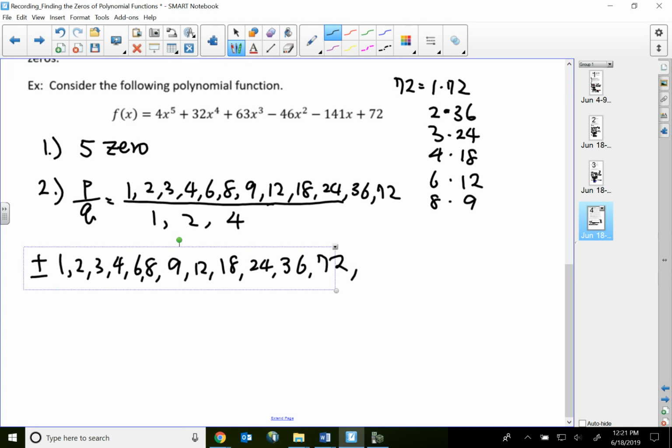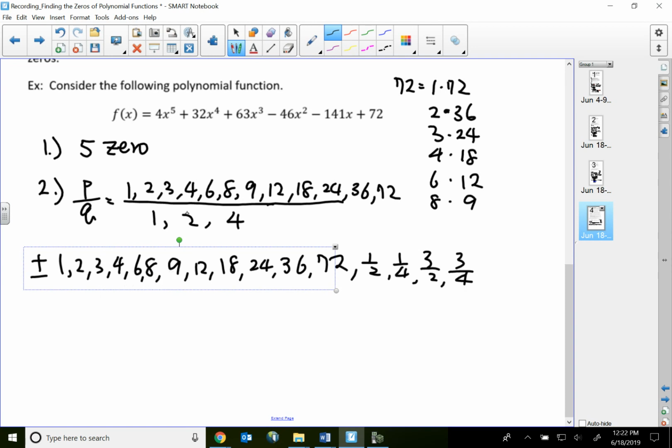Let's count the fraction ones. 1 over 2 is a half. 1 over 4 is 1/4. All right. 2 over 1 is 2. 2 over 2 is 1. 2 over 4 is a half. Got it. 3 over 1. 3 over 2. I don't have 3 over 2. 3 over 4. I don't have. All right. 4 over 1. 4 over 2 is 2. 4 over 4 is 1. 6 over 1. 6 over 2 is 3. 6 over 4 is actually 3 over 2. Same thing. All right. 8 over 4 is 2.